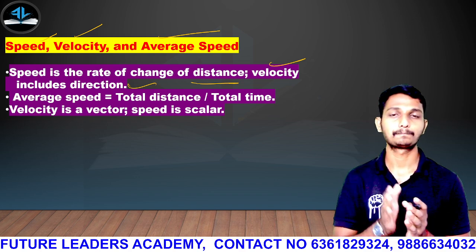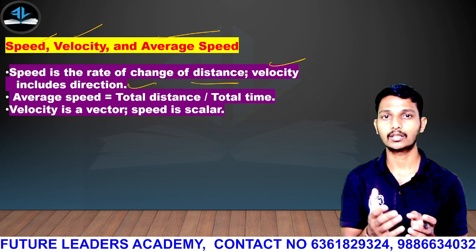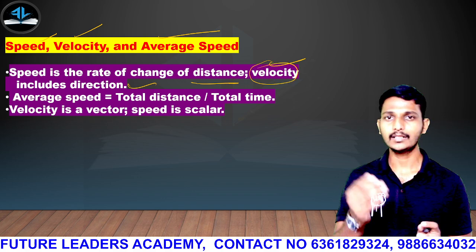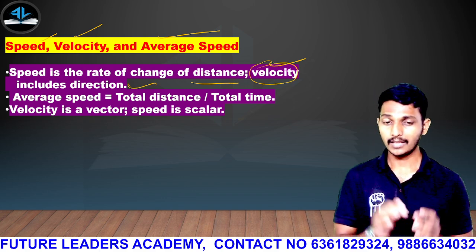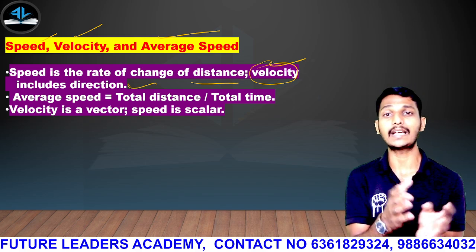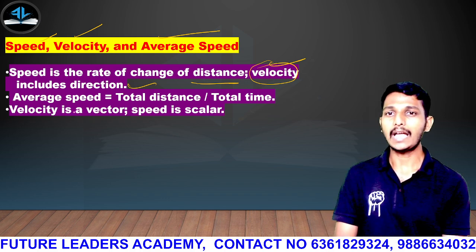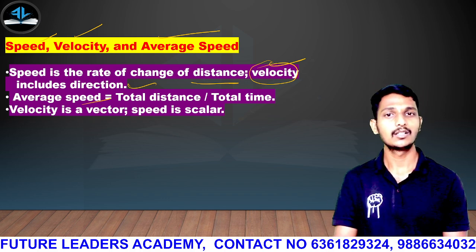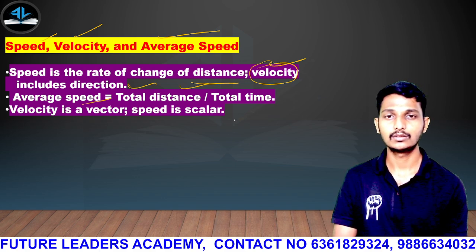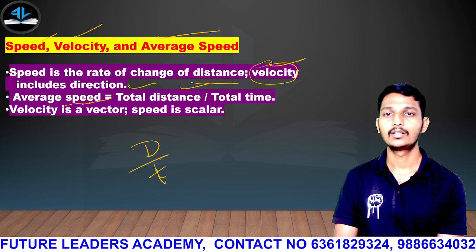For example, you are going at 90 kilometer per hour or 3 meter per second. Even the speed is in meter per second, but how much distance you are covering, that is the speed. And velocity is with the direction, in which direction you are moving. Then average speed. Average speed is total distance divided by total time. Distance by time is equal to speed.